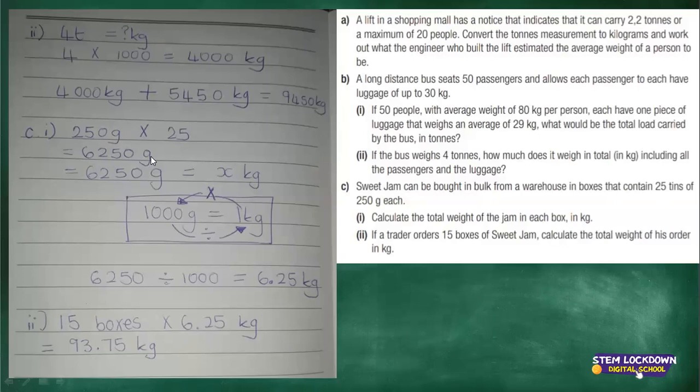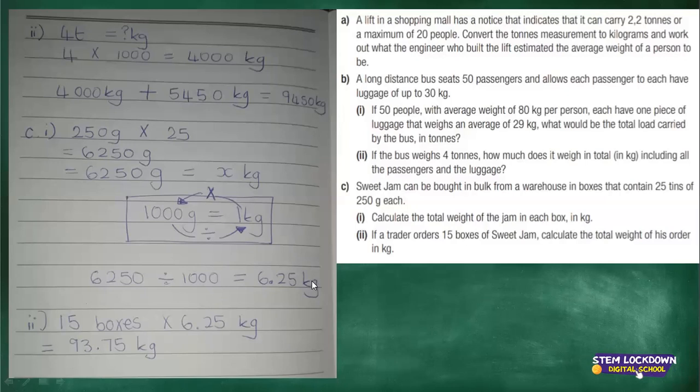From there, we convert from grams to kilograms. Moving from grams to kilograms, we divide by 1,000. But if you were to move from kilograms to grams, you multiply by 1,000. So it's 6,250 divided by 1,000, which is equal to 6.25 kilograms.